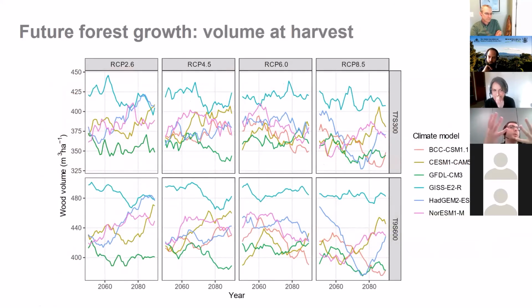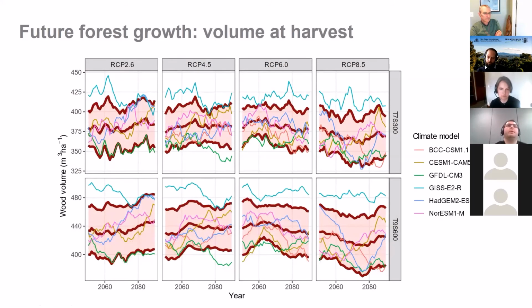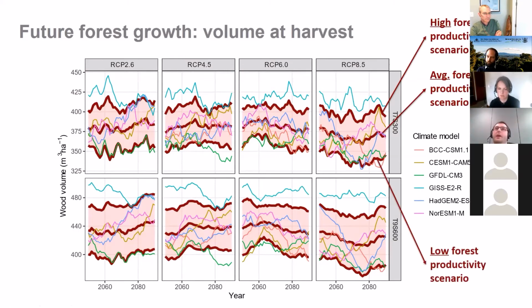If we plot the volume at harvest for each year from 2050 to 2090 for each model, this is how it looks. There is a lot of variability here, and this variability comes from the noisy climate data. So instead of working with each 3PG output, what we do is create an average and a confidence interval around that average. We use these thick lines here to create productivity scenarios. The upper bound of our confidence interval is the high productivity scenario, the median, the average, is the average forest productivity scenario, and then we have the low productivity scenario. Keep that in mind, because we're going to work with these different scenarios.